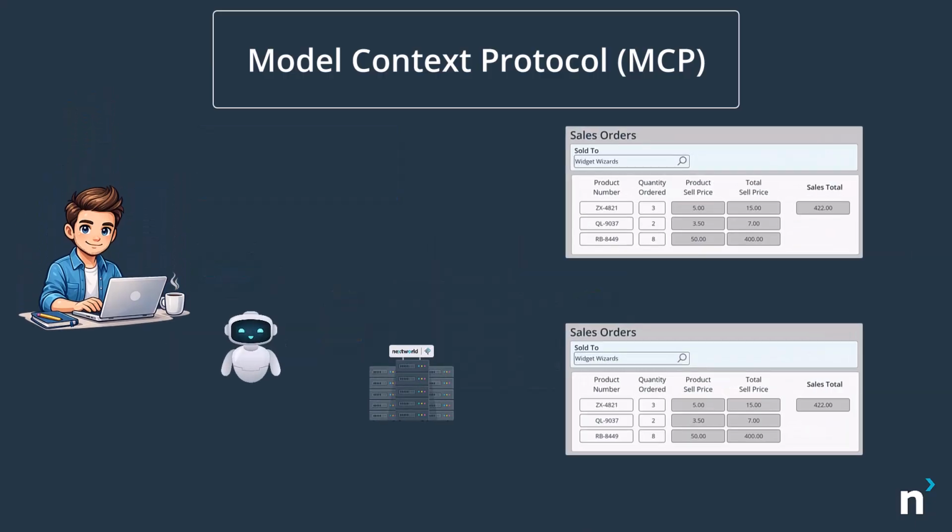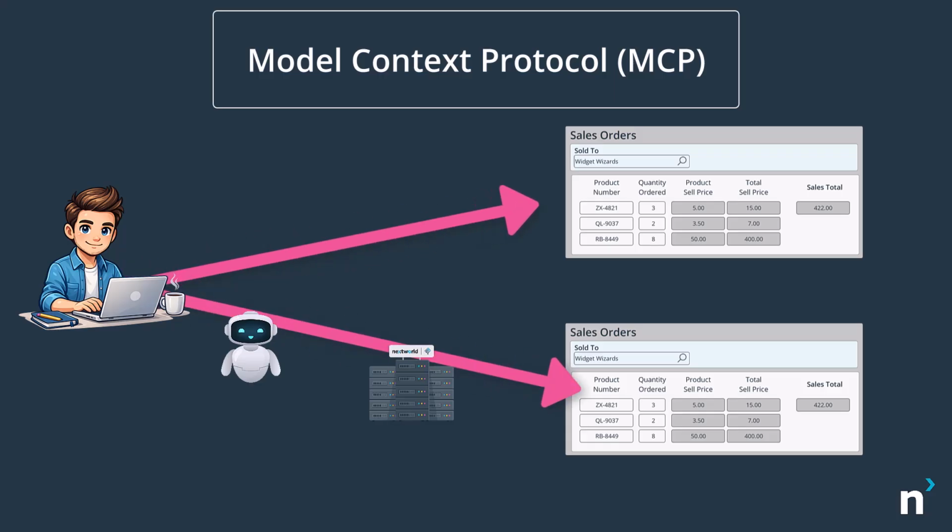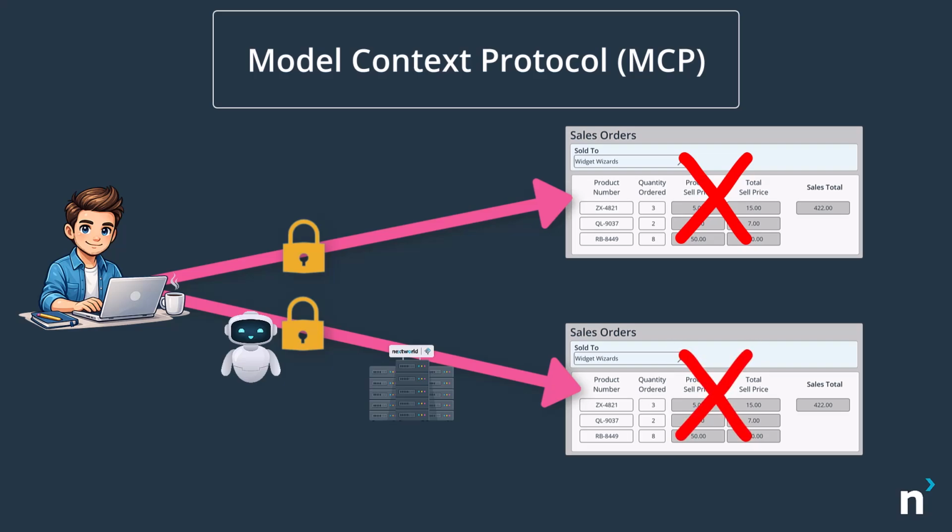Security is central to MCP's design. When an AI agent connects through MCP, it operates under the user's existing permissions. This means if a user cannot update inventory records directly within the application, they cannot update inventory records through the AI agent. MCP server enforces user-level access at all times.